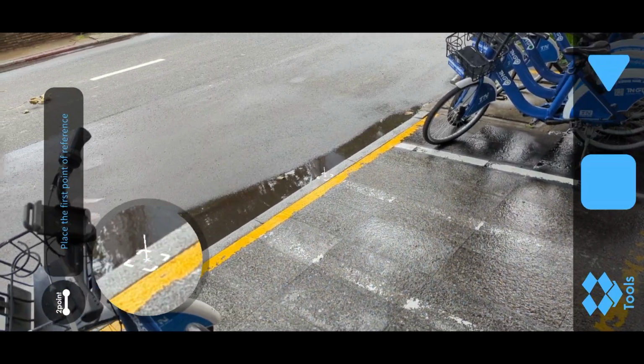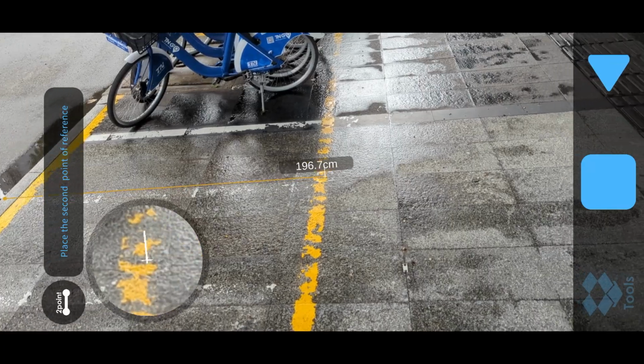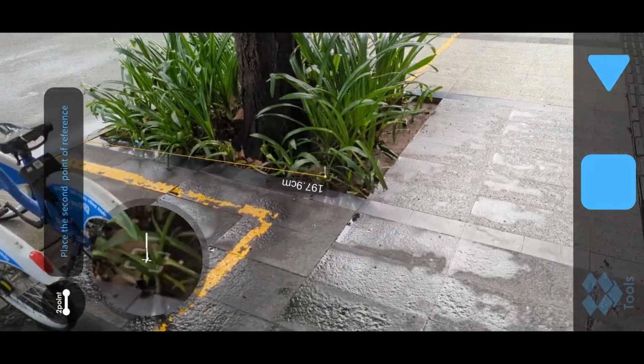I like to spend more time measuring some details of the sidewalk here. The numbers I've got will be a good reference for my future urban design.